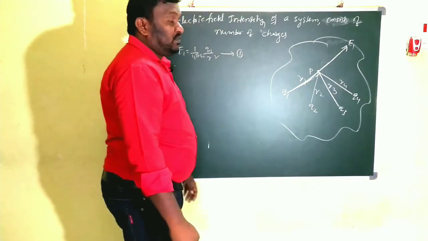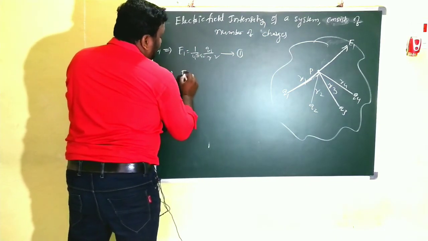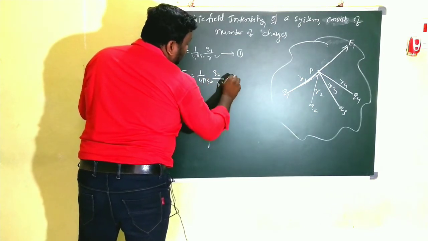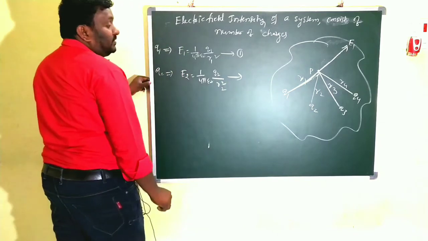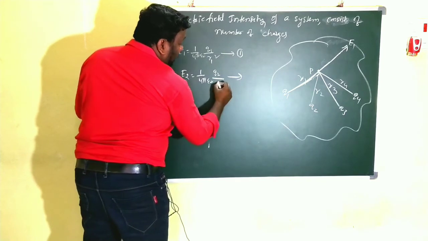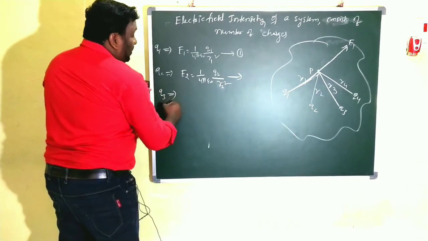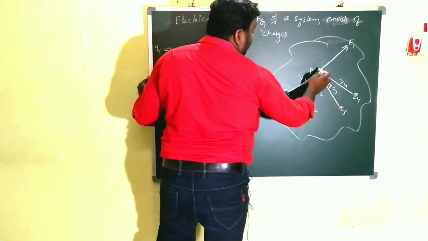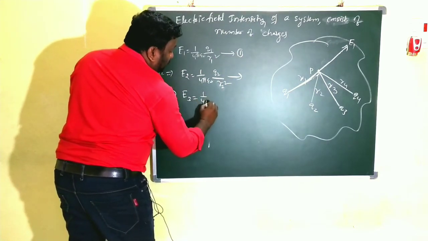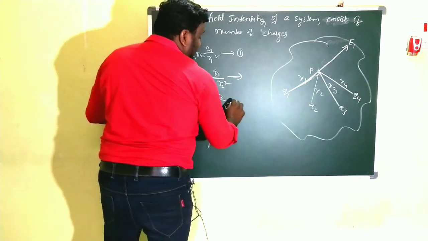Equation number 1. And with respect to Q2, what do you write? E2 is equal to 1 by 4 pi epsilon naught Q2 by R2 square. This is the distance R1, that's why I am writing R1 square. And this is the distance R2, so I am writing R2 square. Similarly, the electric field intensity of the Q3 charge at the point is given by E3. E3 is equal to 1 by 4 pi epsilon naught Q3 by R3 square. Now this is equation number 3.